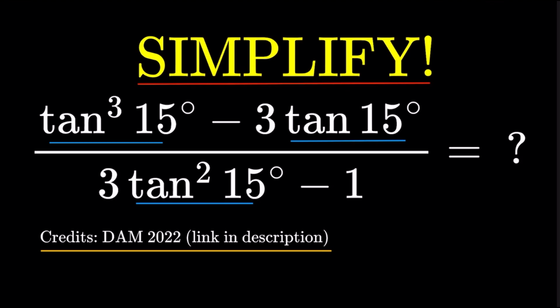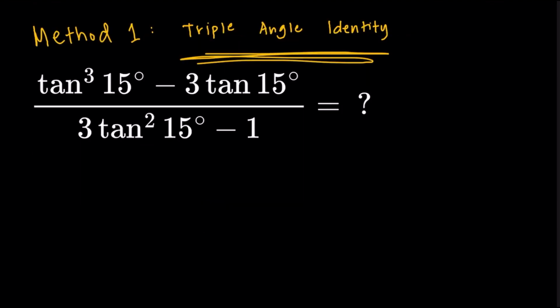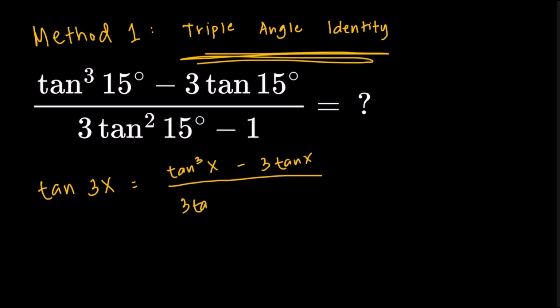The first method uses the triple angle identity, which isn't really obvious because it's not that well known and not really used in a lot of competitions. The more well-known ones are the half angle identities and the double angle identities. There is a triple angle identity for tangent, and it's the exact same as this expression. Tangent 3x is tangent cubed x minus 3 tan x, divided by 3 tangent squared of x minus 1. Literally this given, but x is equal to 15 degrees.